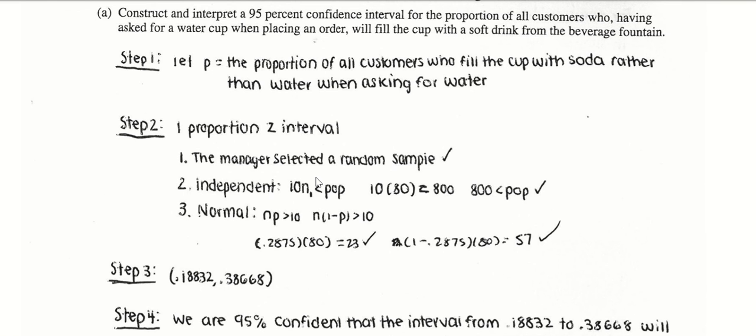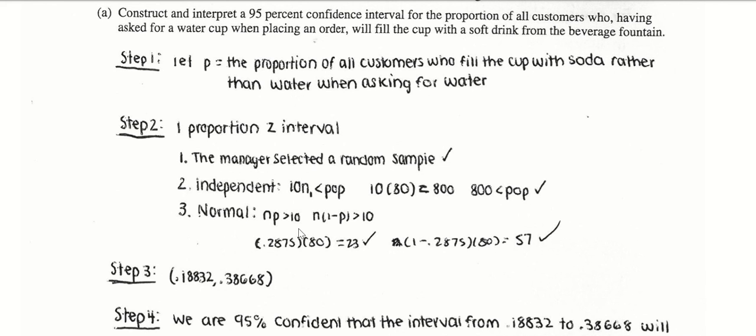Selected a random sample. Remember, please just copy verbatim in quotations what it says because you don't want to lose points there. You have to check for normality. I always check for normality before independence.